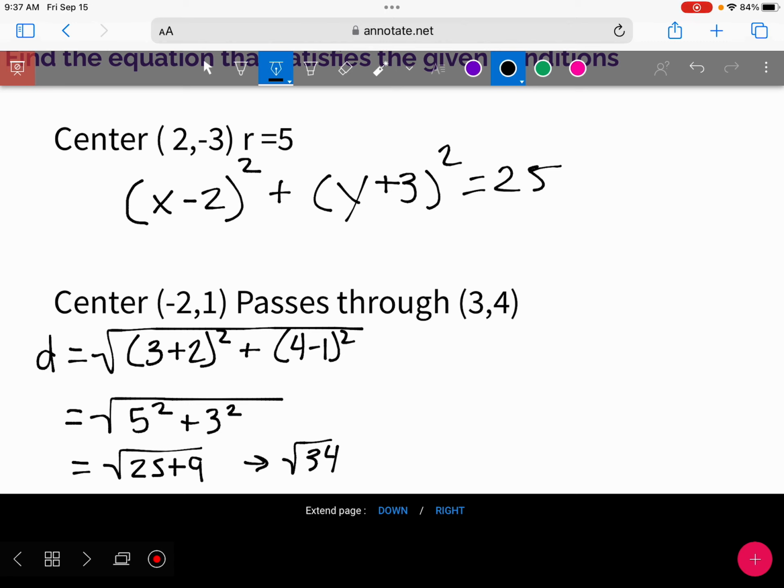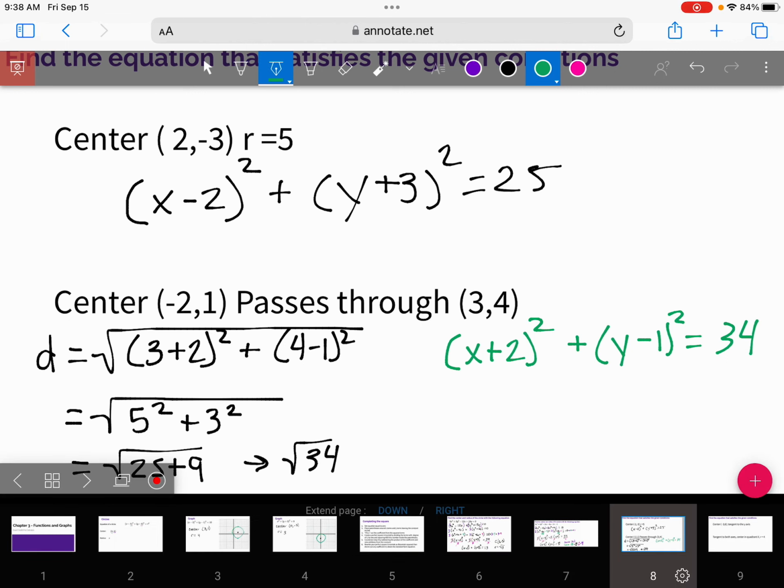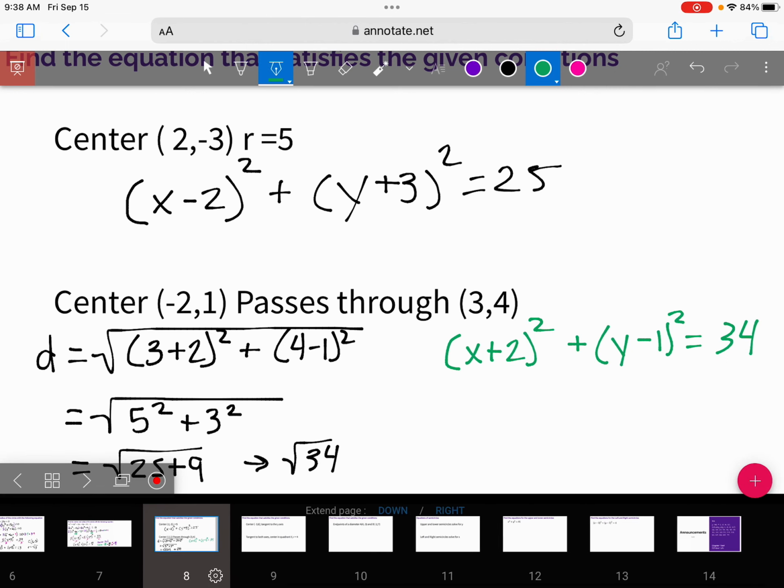So when we write our equation, x plus 2 squared plus y minus 1 squared equals, what's our radius squared? Okay. Good, because we still got more.